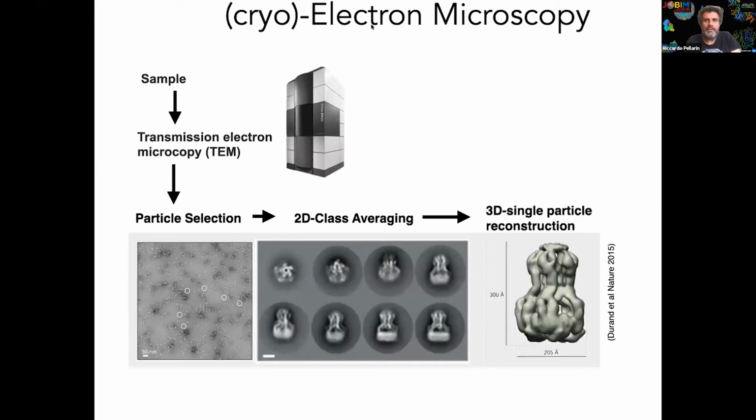Everybody knows what electron microscopy is. You have a sample deposited on a grid in cryogenic conditions. After you collect images of your protein, you cluster them into 2D class averages and use them as tentative projections of a 3D density. This is the way you build a 3D single particle reconstruction from the individual images.